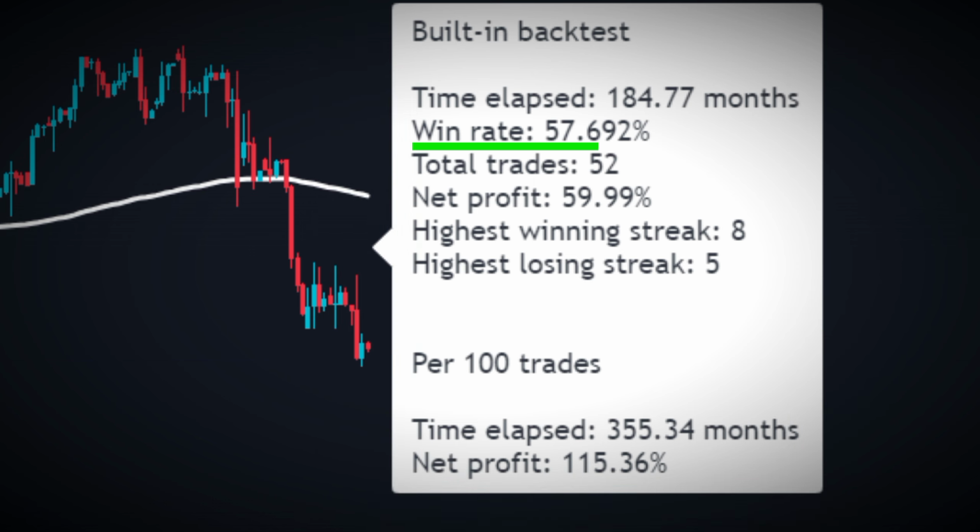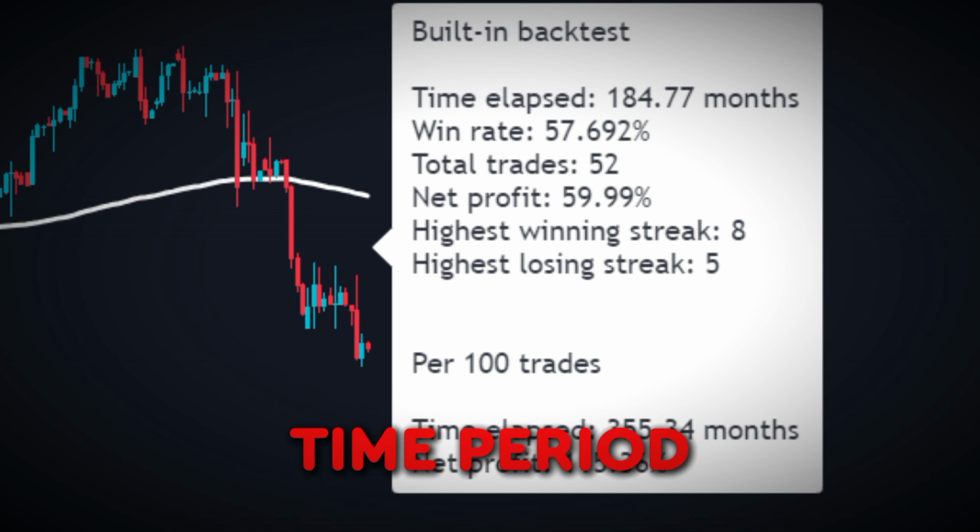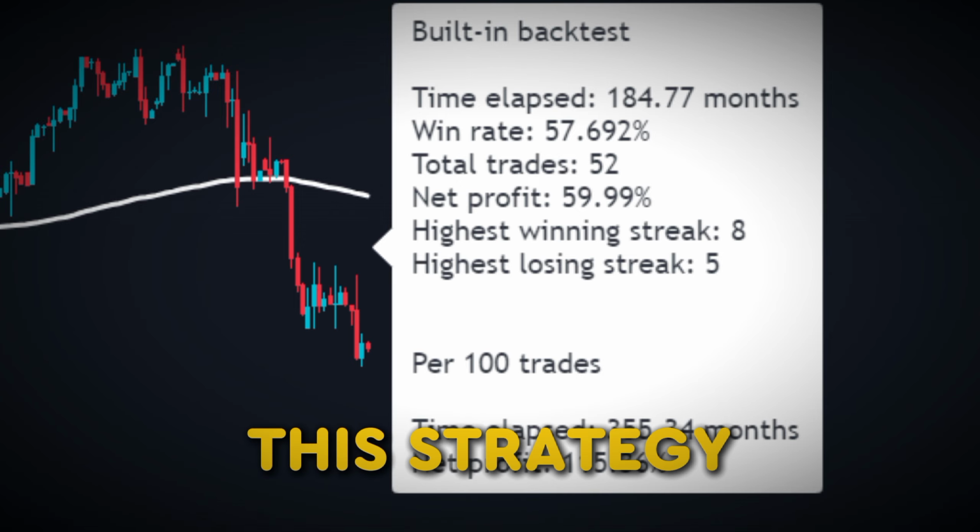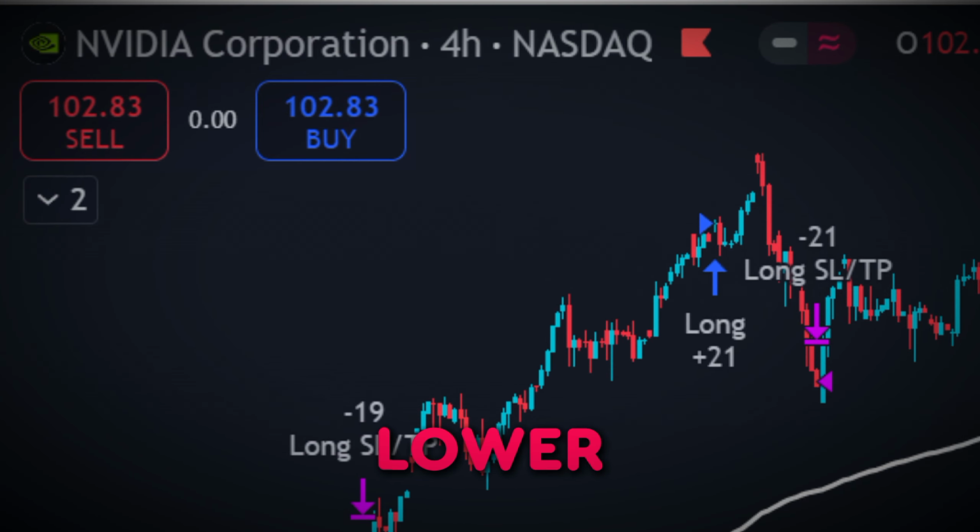Also, we have an even higher win rate than we did on the 5-minute chart, with a win rate of nearly 58%, and can expect a profit gain of 115% after 100 trades. However, to find the 100 trades, it will take you a much longer time period compared to the 5-minute chart. This strategy triggers more on lower time frames.